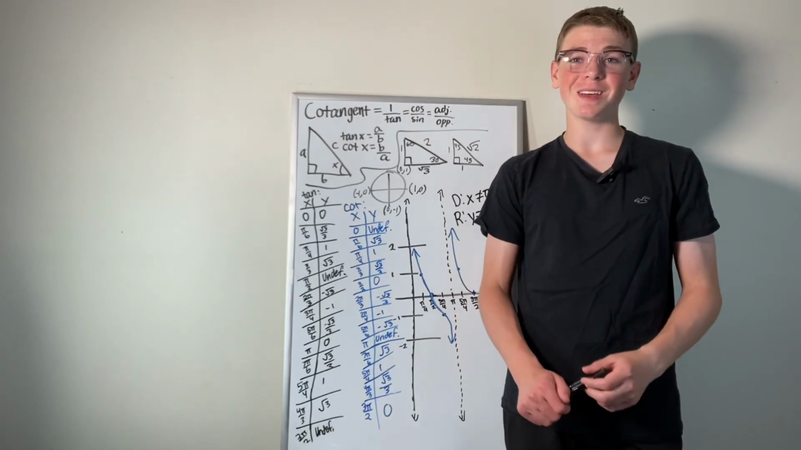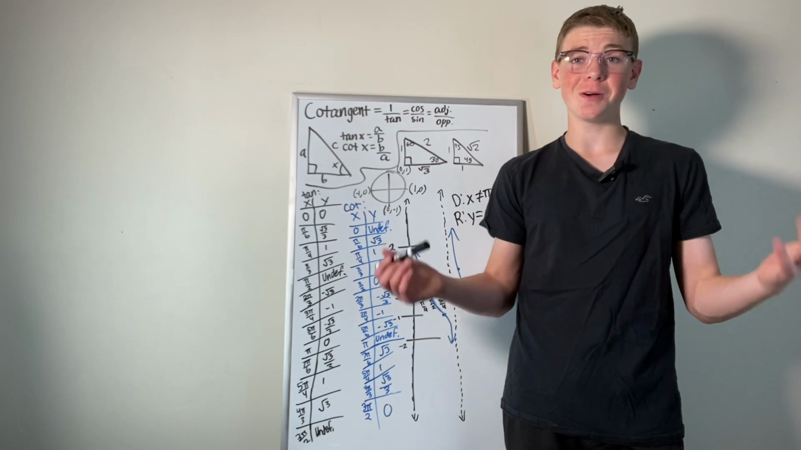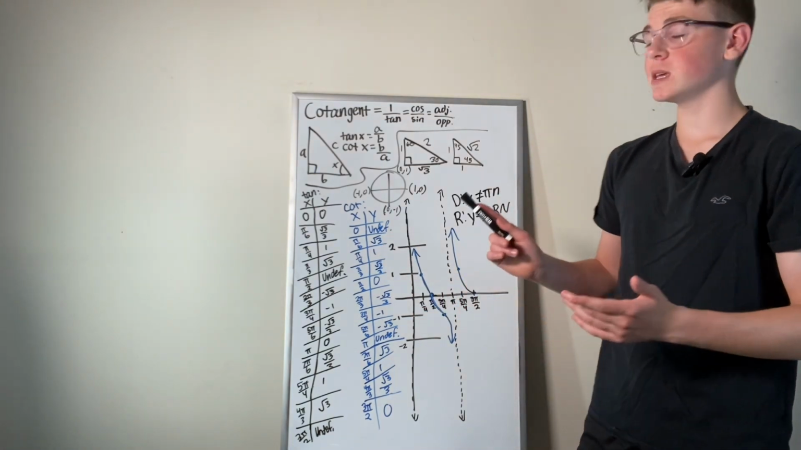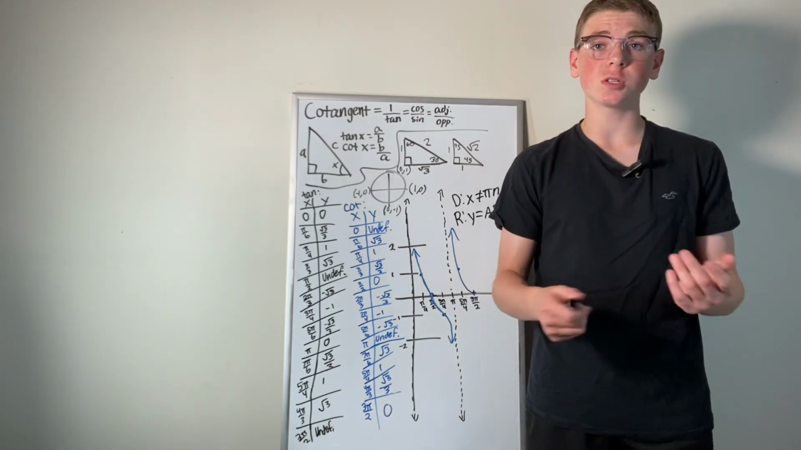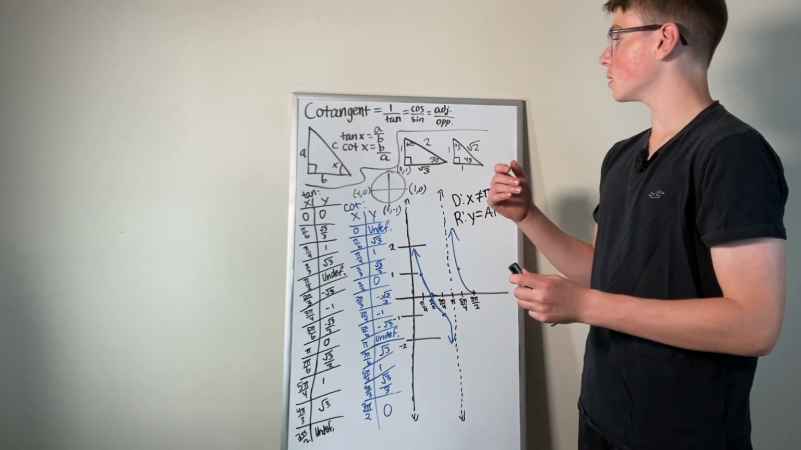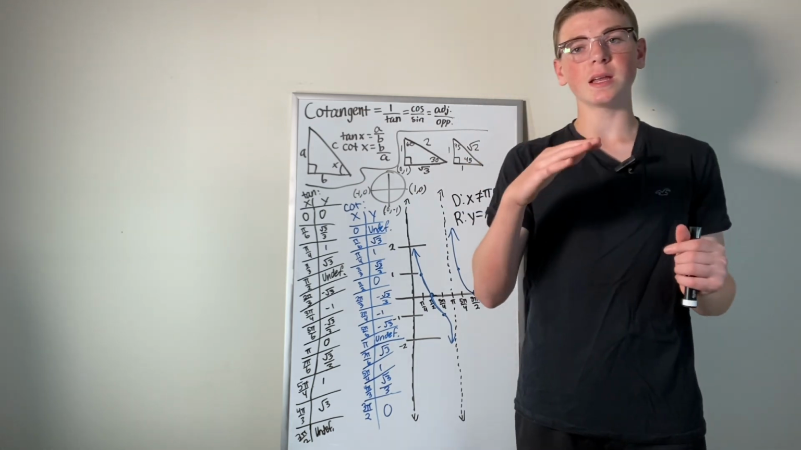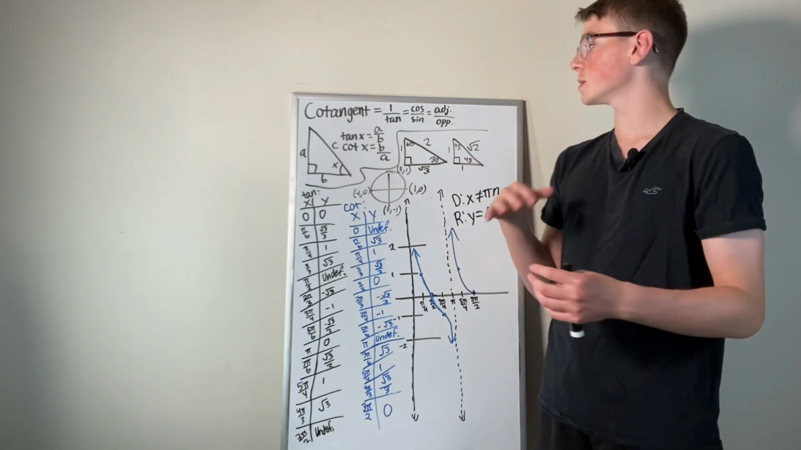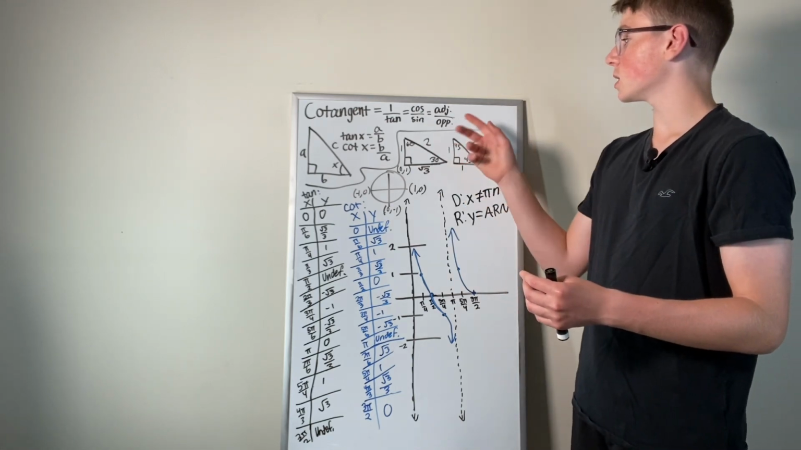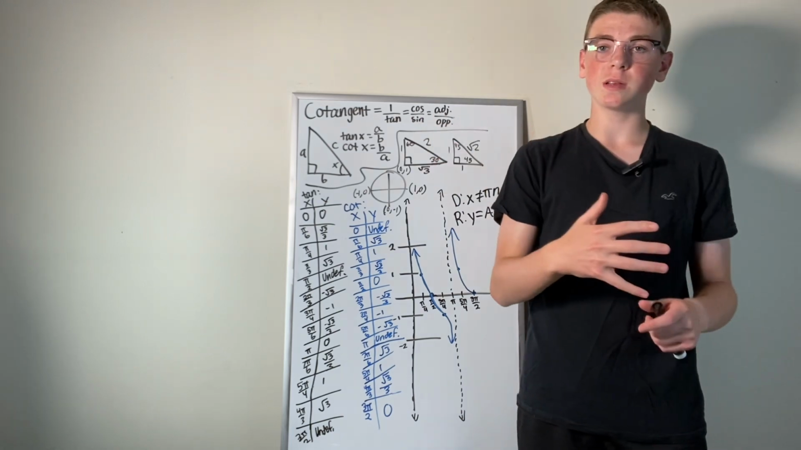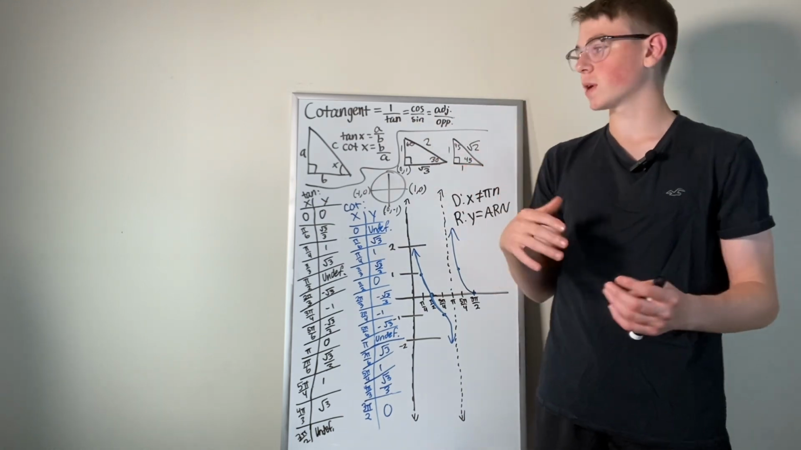I am Xavier Smith, and today I'm going to talk about cotangent. So let's start. Cotangent is equal to 1 over tangent, so it is the reciprocal of tangent. Tangent is sine over cosine, so that means cotangent is cosine over sine, and that is just adjacent over opposite. Because tangent is opposite over adjacent, so cotangent is adjacent over opposite.